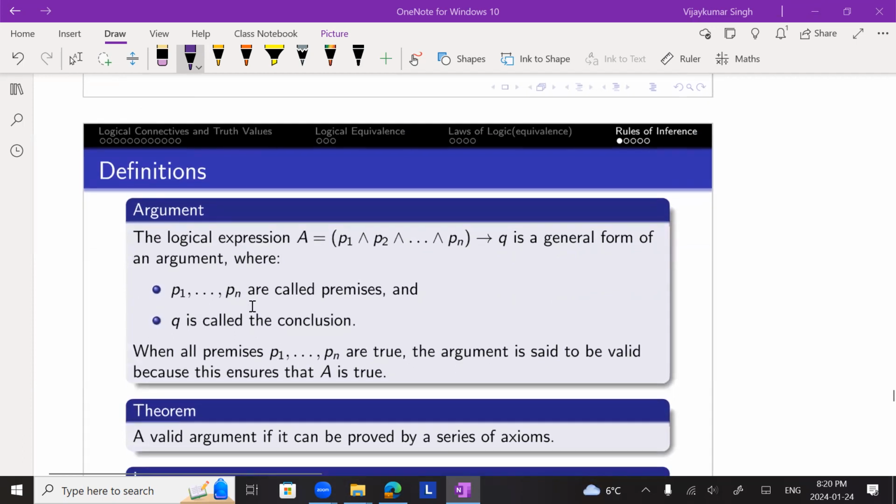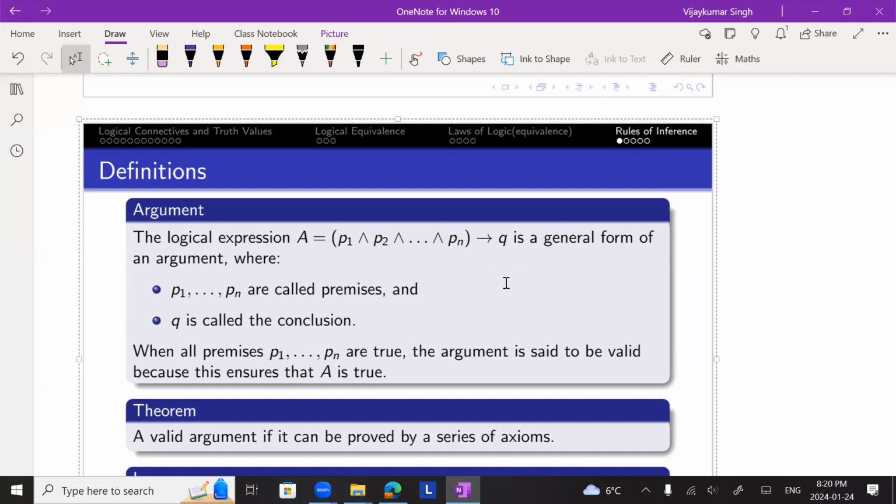All right. Does that make sense? Now, when all the premises are true, the argument is said to be valid if this ensures that this whole statement is true. If this whole statement is false, then the argument is invalid. It's a very natural generalization of what we have done so far. We have a bunch of statements, P1, P2, P3, P4, and we assume that all of them are true. Then we ask, does P1, P2, Pn being true imply Q is true or not? If it is true, then we say that this is a valid argument. Otherwise, it's not a valid argument.